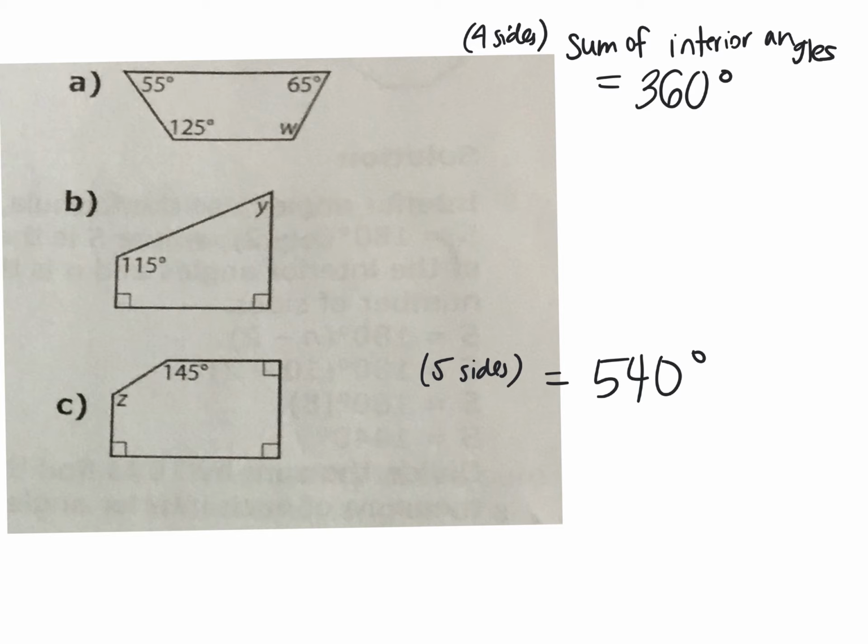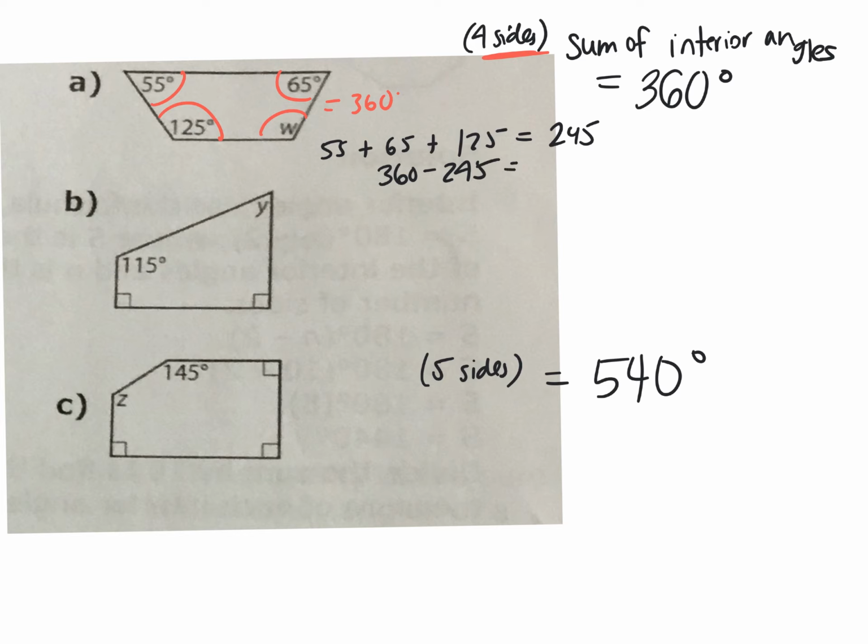So I know that 55 plus 125 plus 65 plus something has to give me 360, right? Because it's a four-sided shape. So 55 plus 65 plus 125 is what? 245, and I take that away from 360, and what do we get? 115 degrees, so angle W is 115. Raise your hand if you got that one right.